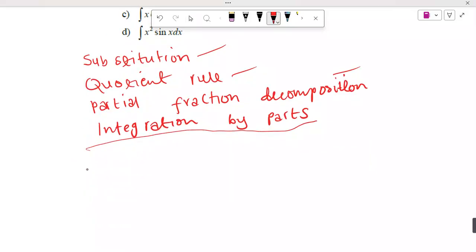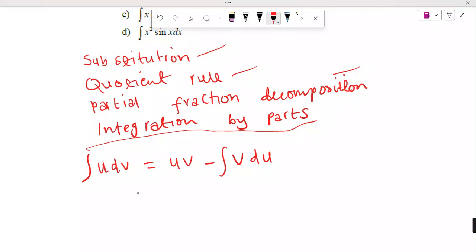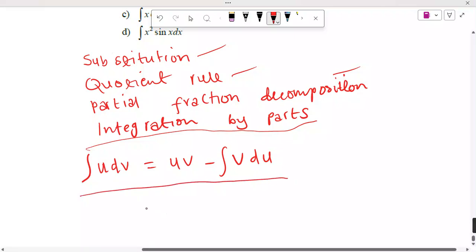Integration by parts uses the formula: the integral of u dv equals uv minus the integral of v du. This is the formula which you have to know. You only have two letters here, u and v. When you write u, the derivative part is v. When you write v, the derivative part will be u. At least this will help you remember.